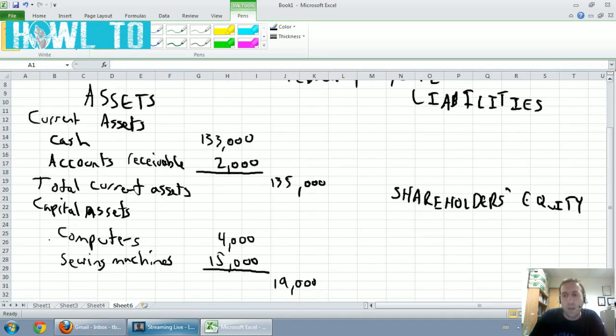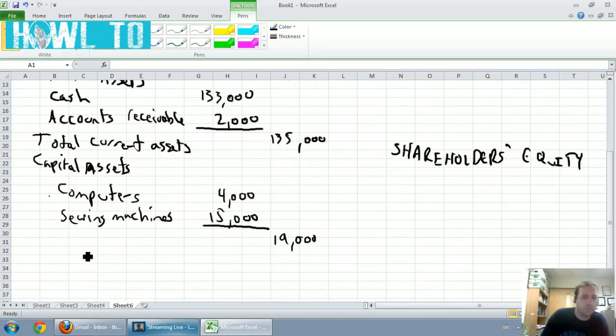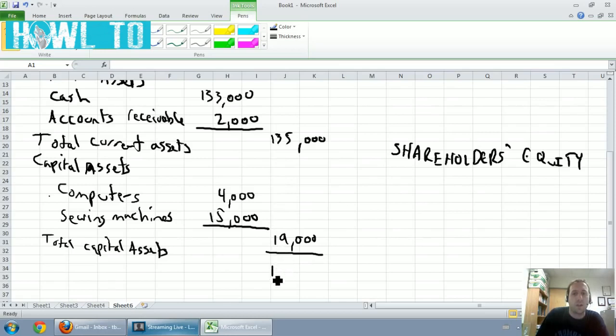And that's our total capital assets. So our grand total for assets, 135 plus 19, our grand total is $154,000. That's our total assets.